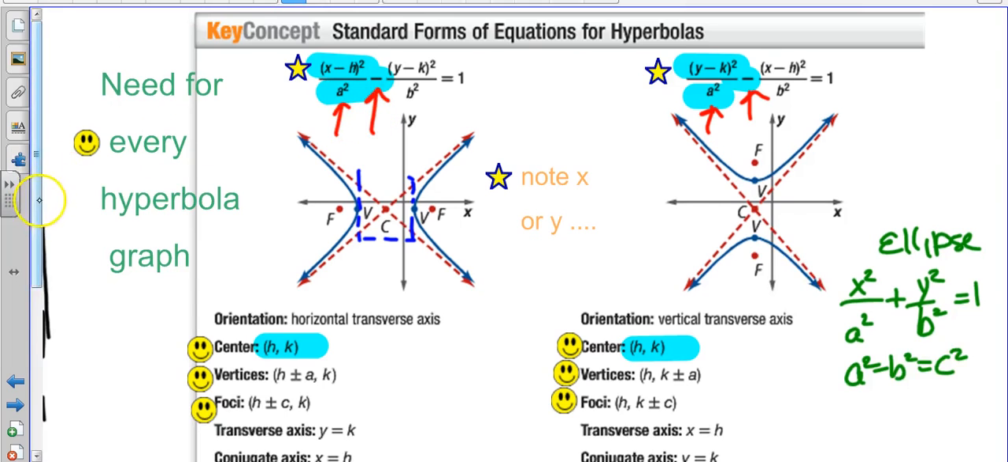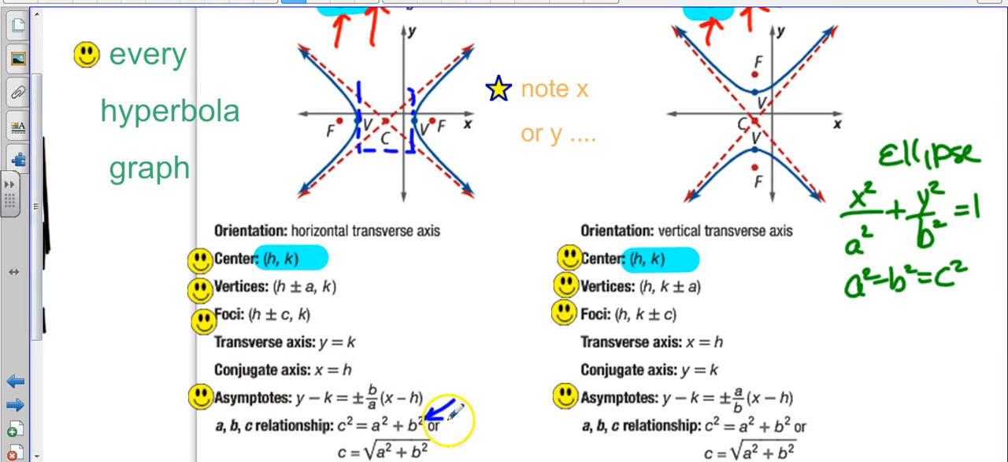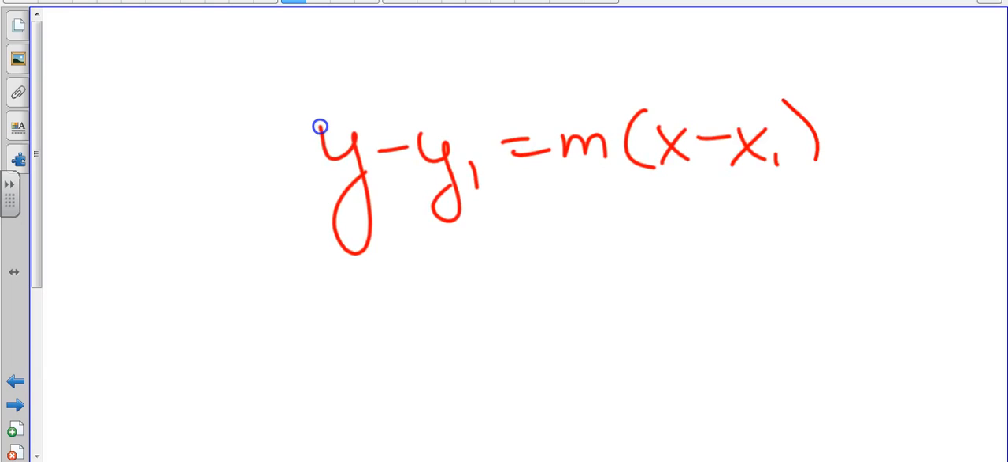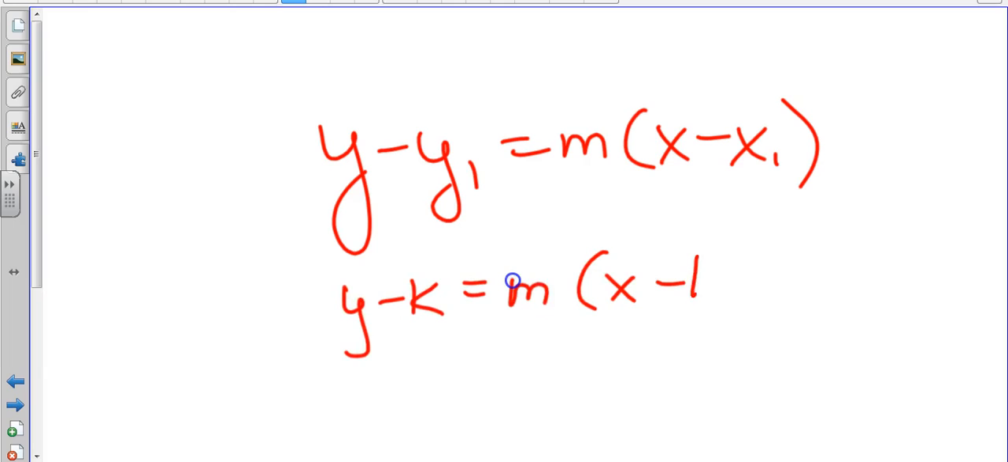And the final thing you have to find is the asymptotes. The thing that's tricky about the asymptotes, first of all, does this equation look familiar? Point slope? Ours is going to be y minus k, and x minus h. That seems easy.